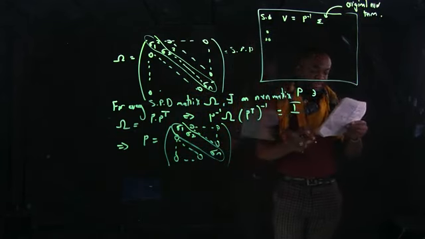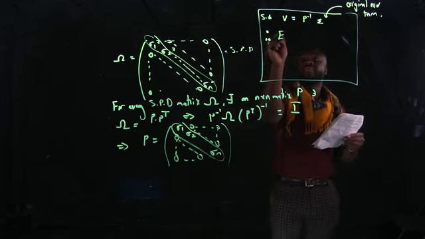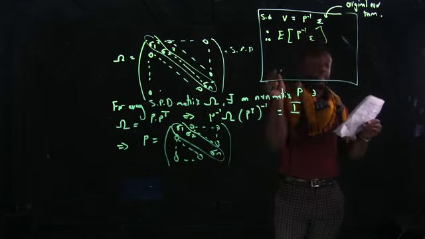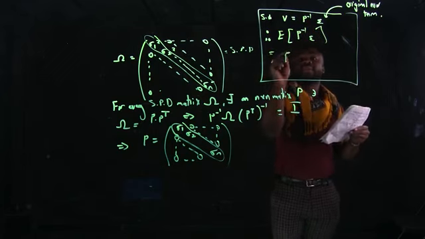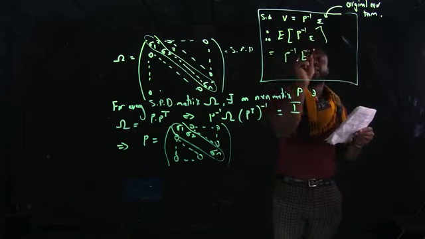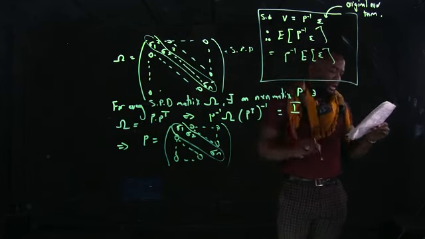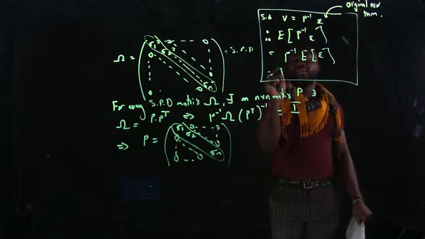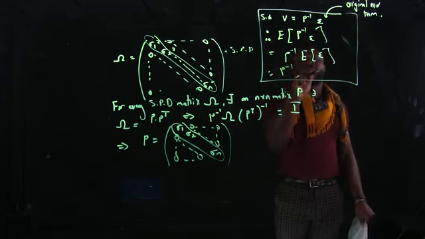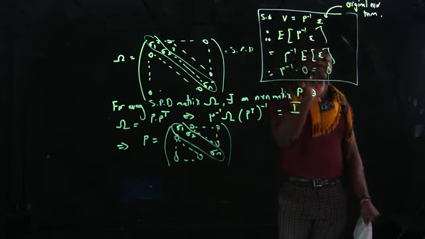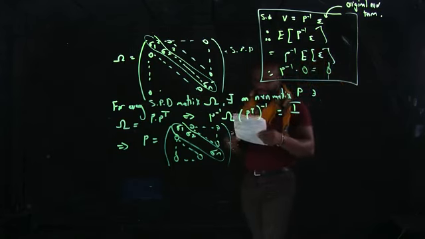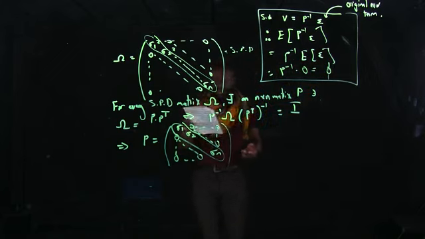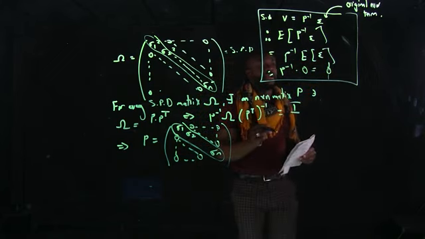And therefore, the expectation of P inverse omega is going to equal P inverse times the expectation of omega. Now, we know that the expectation of omega is going to be 0. So this is going to equal 0. Now, what about the variance of it?